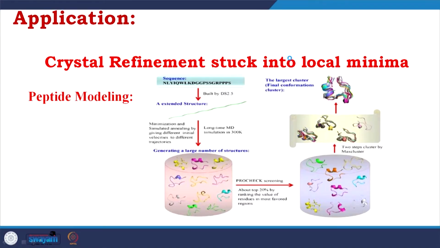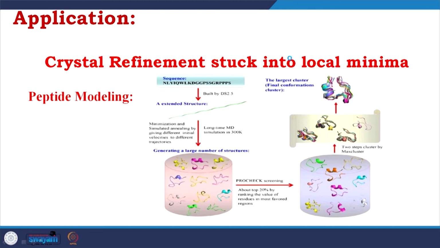A lot of people take the coordinates cut out from the protein and say that this is a model structure of the peptide. Not exactly, totally wrong. You have to take care of the increasing degrees of freedom of the peptides. So, that is why here is a peptide modeling algorithm which is taking the sequence, and then instead of doing long time MD simulation, it is doing minimization and simulated annealing by giving different initial velocities to different trajectories.